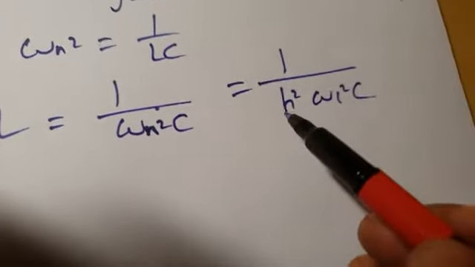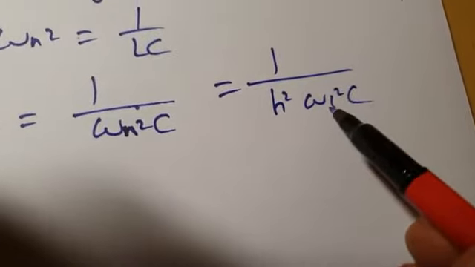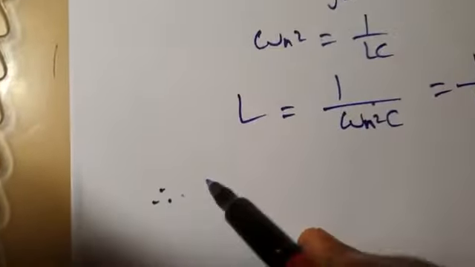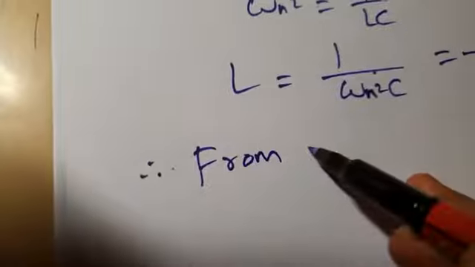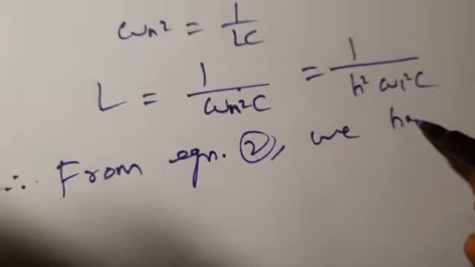So what is omega n? Omega n is h omega 1. So it is h square omega 1 square C. Therefore, if I call this equation 2, you can substitute it from equation 2. What do we have?